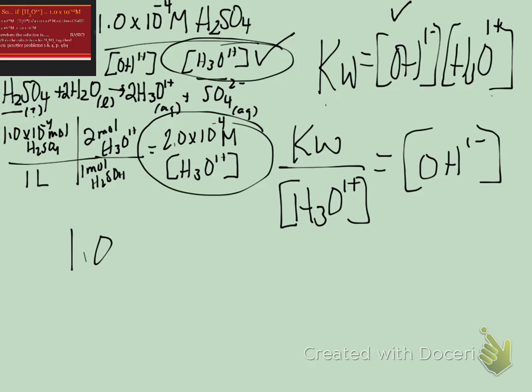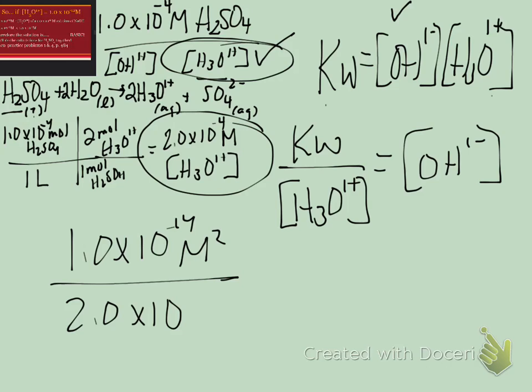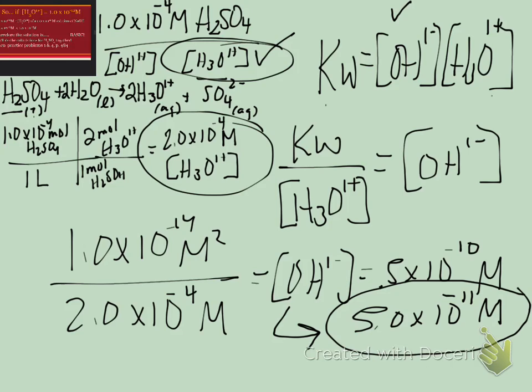Okay, 1.0 times 10 to the negative 14th molar squared divided by 2.0 times 10 to the negative 4th molar gives us our hydroxide. So we divide that out. That's what we get, 5.0 times 10 to the negative 11th molar. These are pretty easy, right? You can calculate the concentration of hydroxide and hydronium ions.